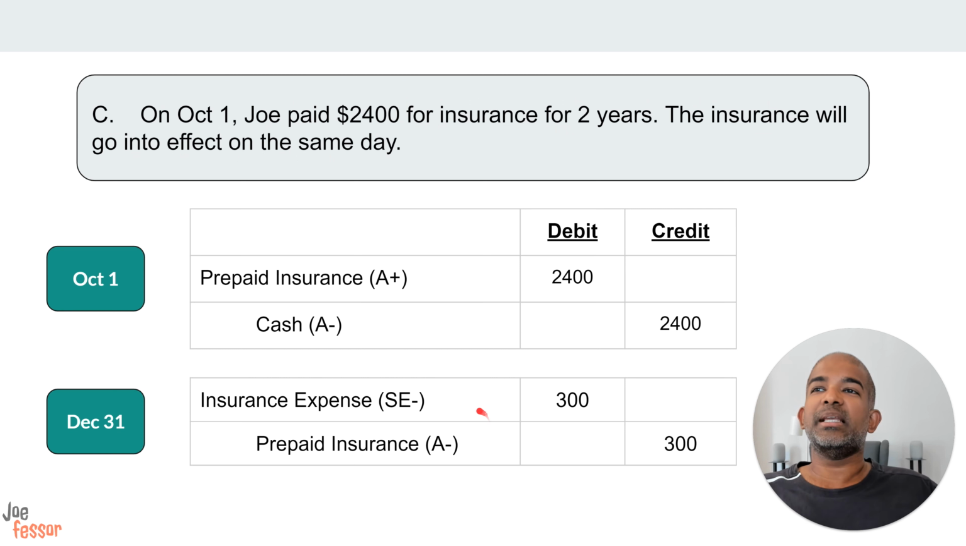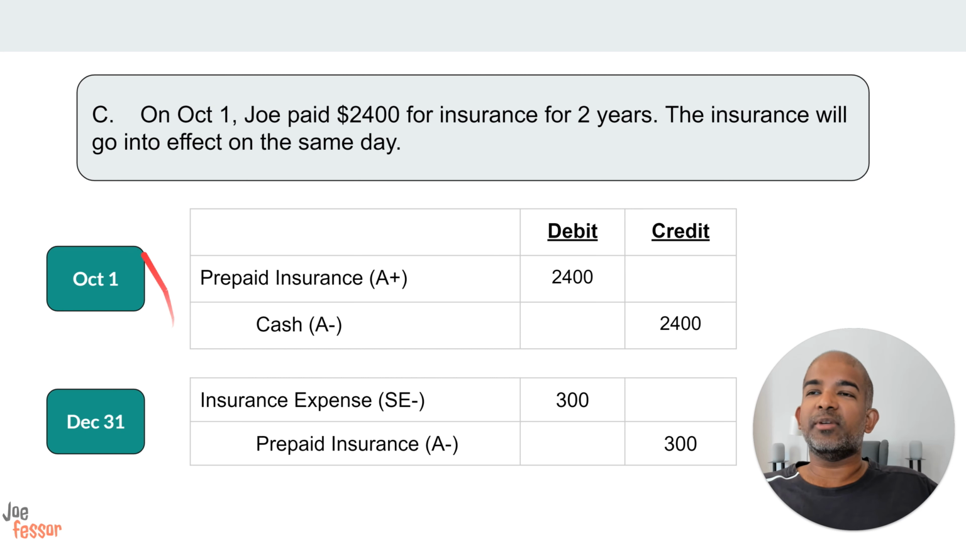Moving on to transaction C, on the 1st of October, Joe paid $2,400 for insurance for 2 years. The insurance will go into effect on the same day. Joe is paying $2,400 for 2 years worth of insurance, so that's 24 months. That amounts to $100 per month.